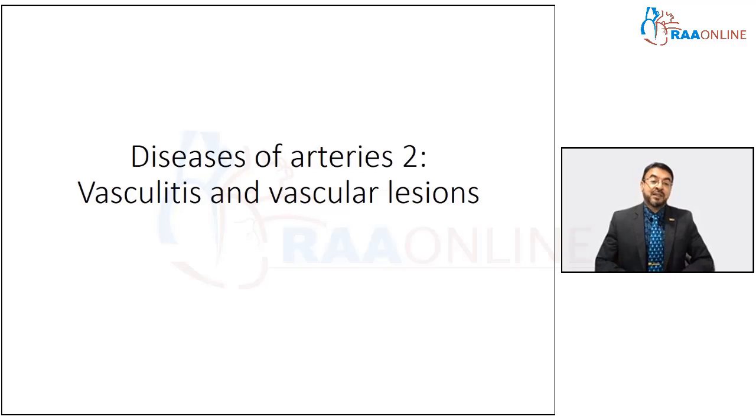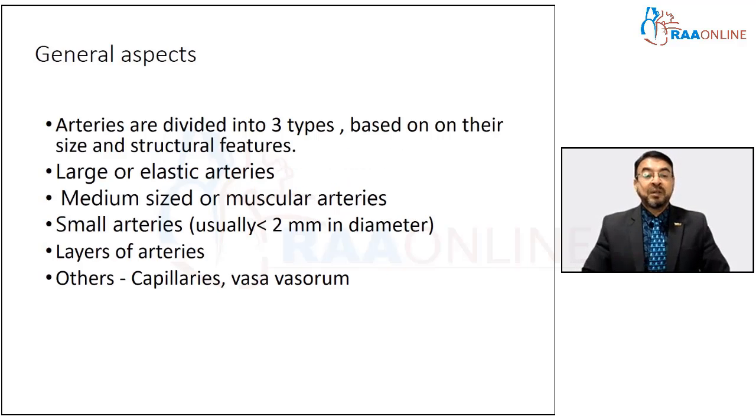Now, you already had a session on diseases of arteries. That was part one, and in that we discussed aneurysms and atherosclerosis. In today's session, we're going to focus on vasculitis and vascular lesions. Basically, vasculitis is a group of disorders that destroys the blood vessels by inflammation. So before we move on to the actual pathology, we need to understand the basic structure of the arteries.